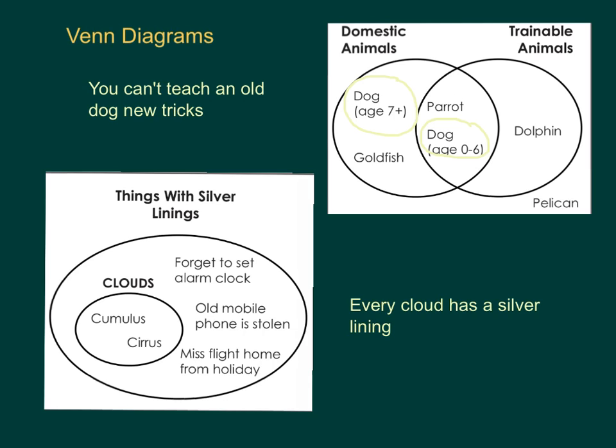The second one, things with silver linings, you'll notice that all clouds have silver linings. The cloud circle is on the inside there, so there can't be a cloud that doesn't have a silver lining. So therefore, every cloud has a silver lining.